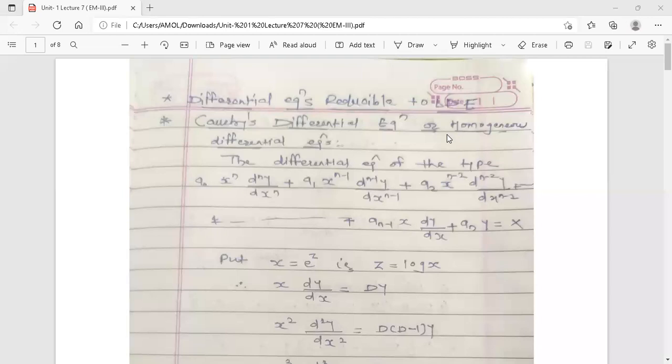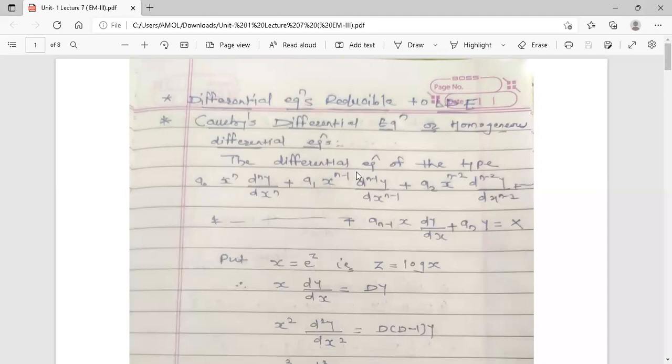Means with every differential coefficient, with every derivative term, there is a polynomial function, and the degree of that polynomial function is equal to the order of the differential coefficient present in that term. See, in the first term, the nth order derivative term d^n y by dx^n is there, and with it there is a polynomial function of the same degree n, and the constant coefficient a naught.